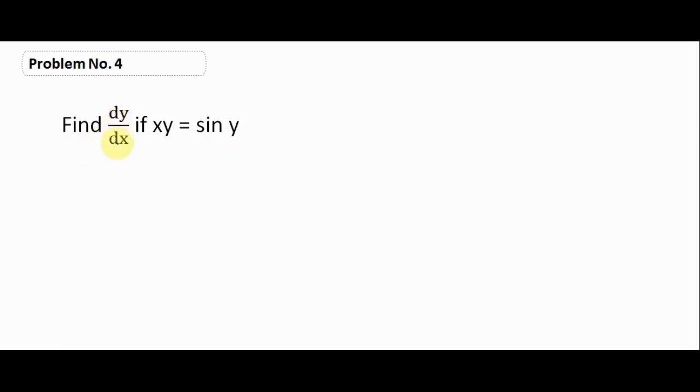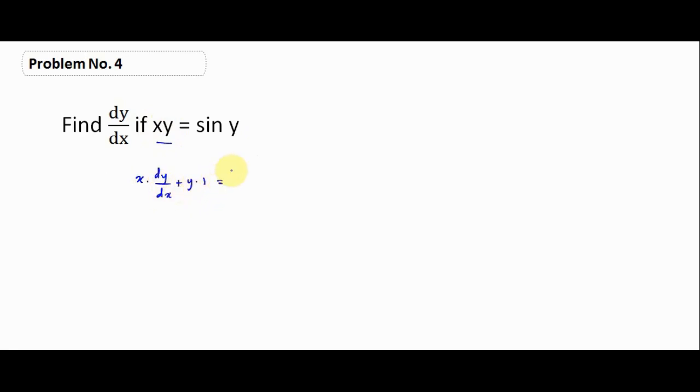Find dy by dx if x times y is equal to sin y. As per implicit differentiation, we have to differentiate both the left hand side and the right hand side of this expression. When you differentiate the left hand side, we get x into dy by dx plus y into dx by dx, which is 1.